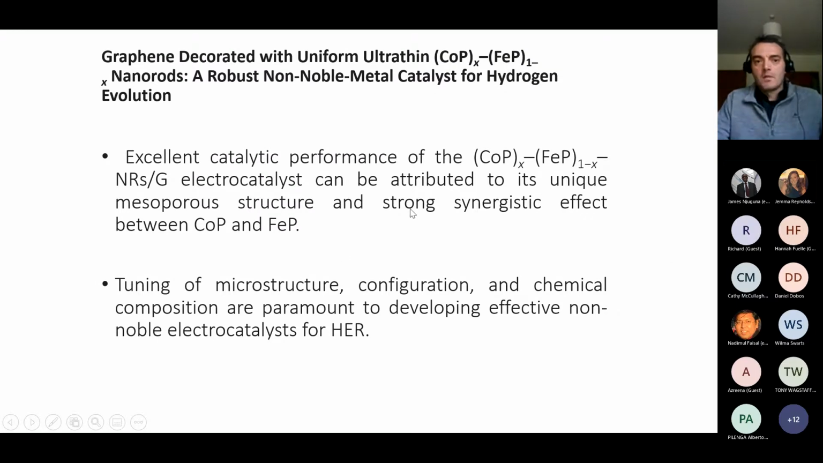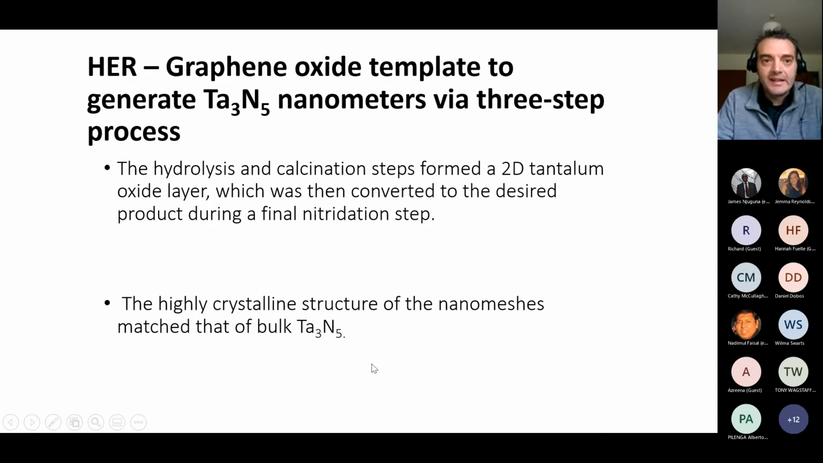And again, this electrocatalytic performance can be attributed to the mesoporous structure, as I mentioned earlier on, and the synergistic effect between the copper, the cobalt, the iron and the phosphorus. So this is, as I said, another interesting aspect.